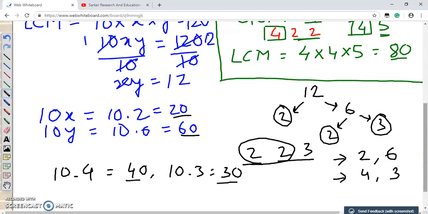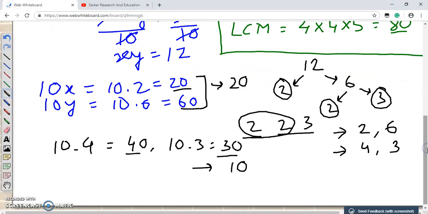Now how am I going to decide which one is the correct one? If I find the GCF of 20 and 60, what is it? It is 20, because it is the greatest factor by which both 20 and 60 can be divided. Now if I have to find the GCF for 40 and 30, what will it be? The GCF will be 10. This is the greatest factor by which both 40 and 30 are divisible. So we got 30 and 40 as our answer.